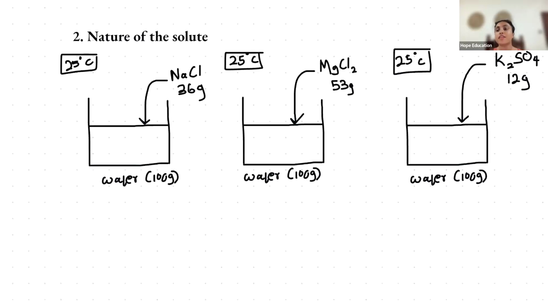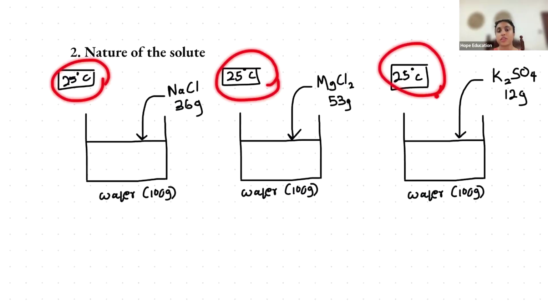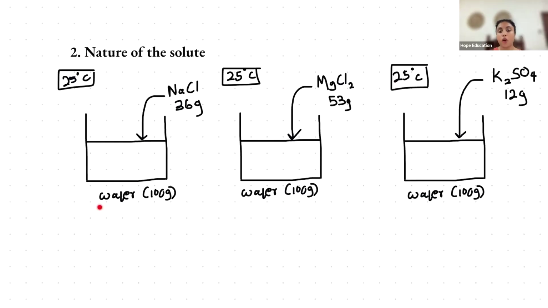Now look at the solubilities, they are different. In the first one it's 36 grams, in the second 53 grams, in the third 12 grams. You can see the temperature is the same: 25 degrees Celsius, 25 degrees Celsius, and 25 degrees Celsius. The solvent is also the same, water, water, water. The amount of solvent is also the same, 100 grams each.